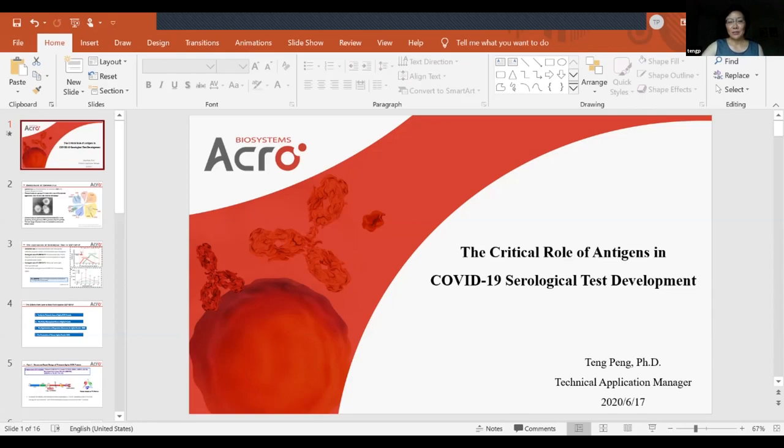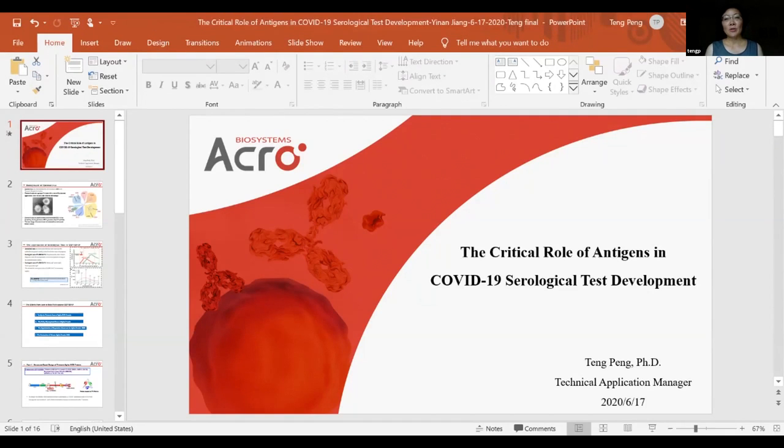And thank you so much, Carl, for your introduction and also the opportunity for us to introduce our critical antigens for COVID-19 serological test development.